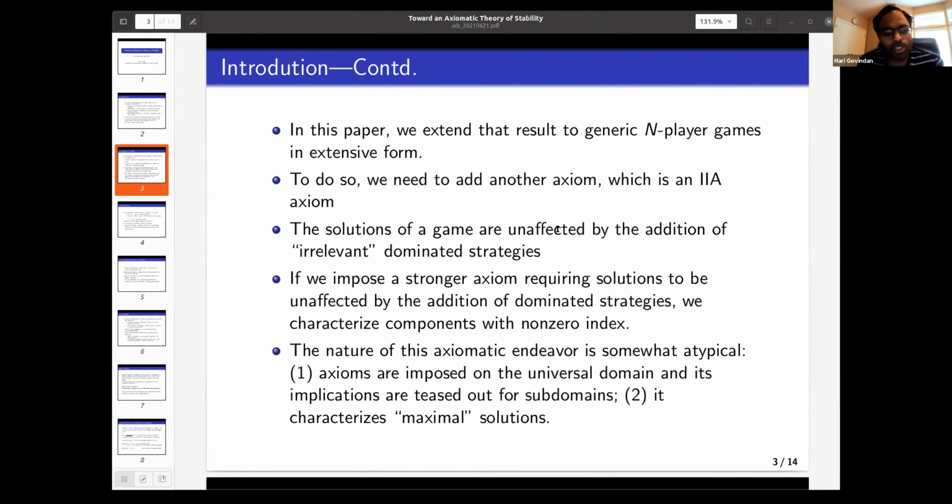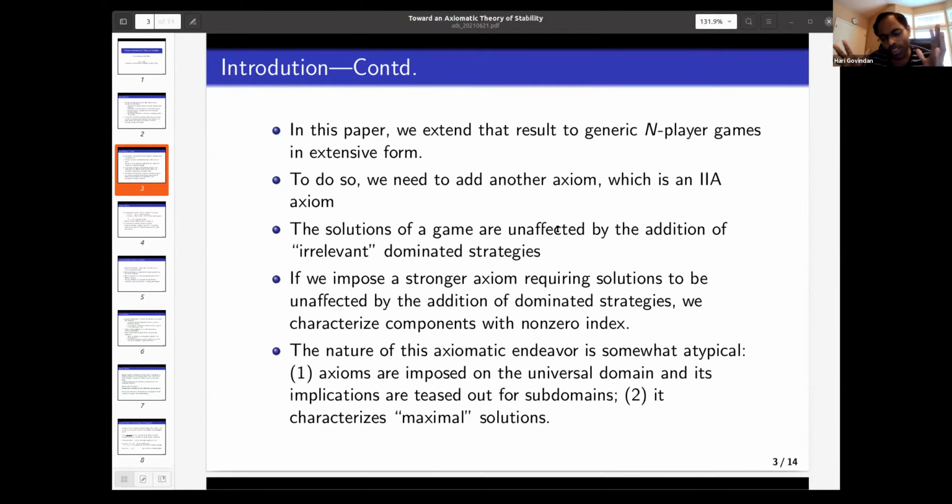Before I do that, I just want to say that this is an axiomatization that's somewhat different from what you think of when you think of axiomatization of, let's say, the Aumann-Shapley value. There we have a domain of games, D. The axioms are imposed on D, and then we get a characterization of a solution concept for the domain D. So this is different in two different senses.